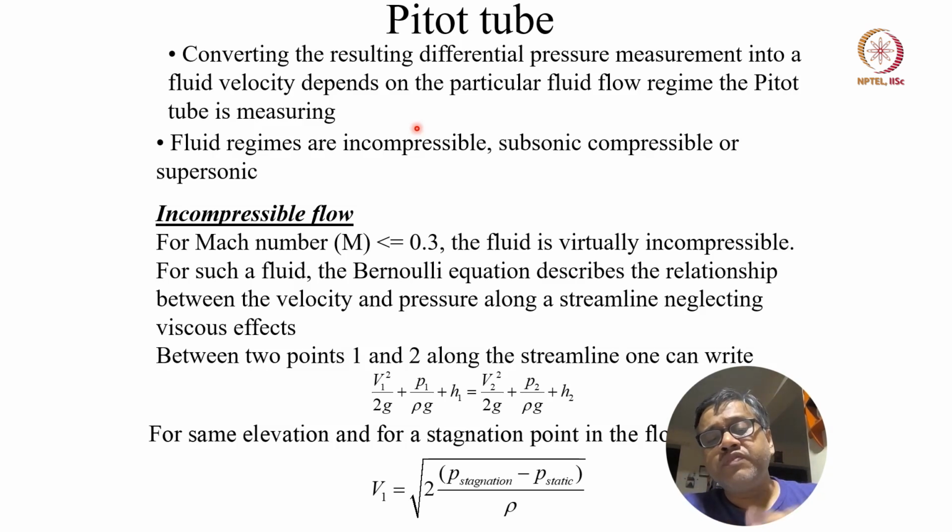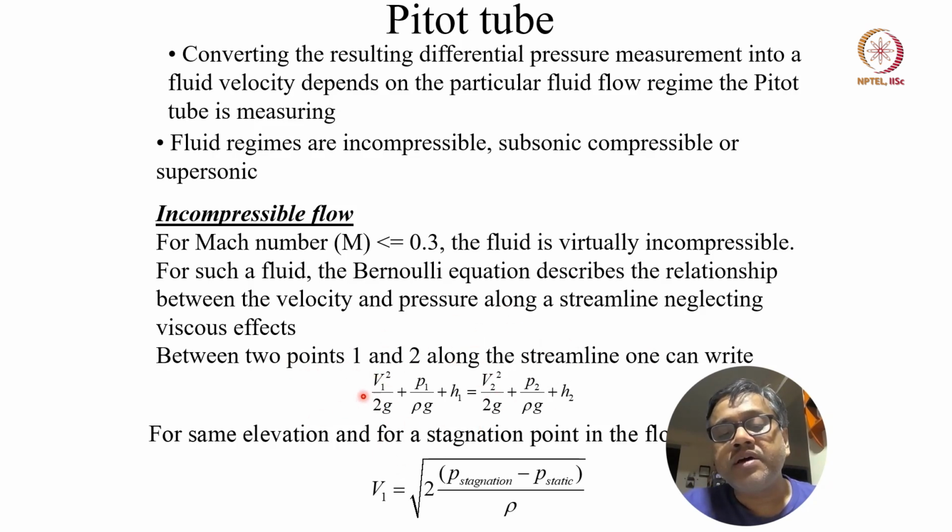So the incompressible flow is for a Mach number which is less than 0.3, so the fluid is virtually incompressible. For such a fluid, you can apply Bernoulli's equation, which describes the relationship between the fluid velocity and the pressure along a streamline, neglecting all the viscous effects. Between points 1 and 2 on the streamline, one can write this particular expression.